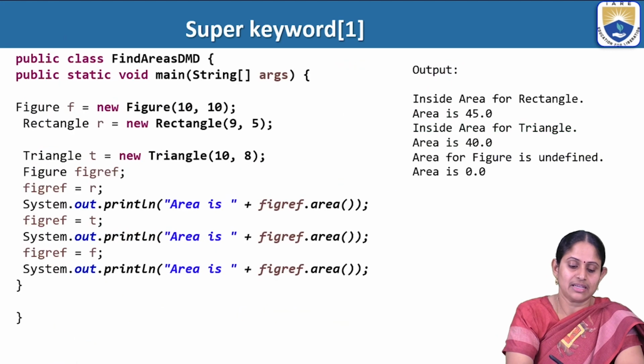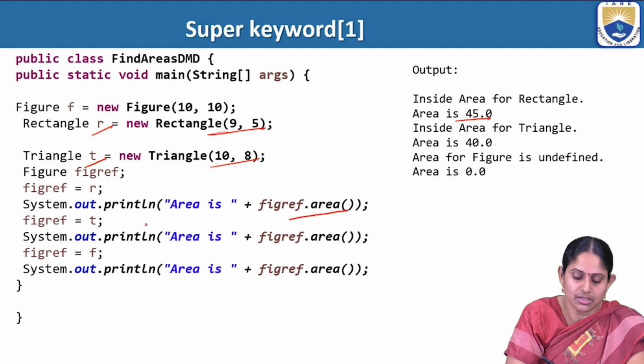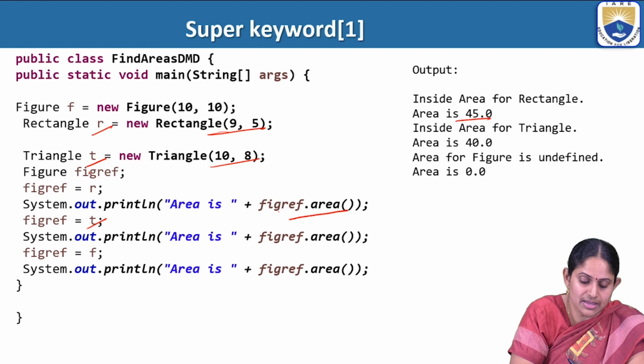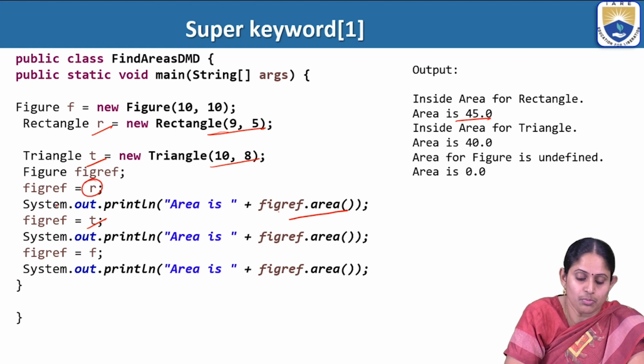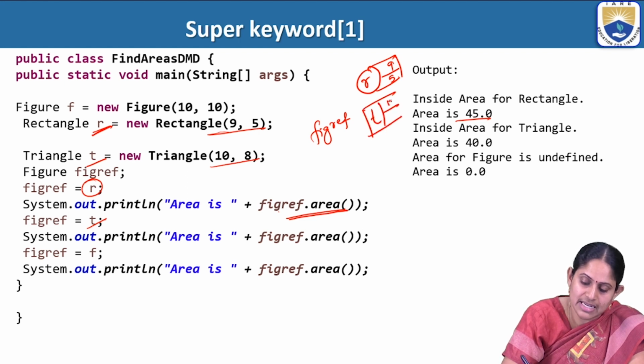So you create an object of the rectangle class and the triangle class, and you are initializing those values to give the areas. Initially, we have a figure reference. We have an object R, which will take values 9 and 5. Then we have an object T, which will take values 10 and 8.